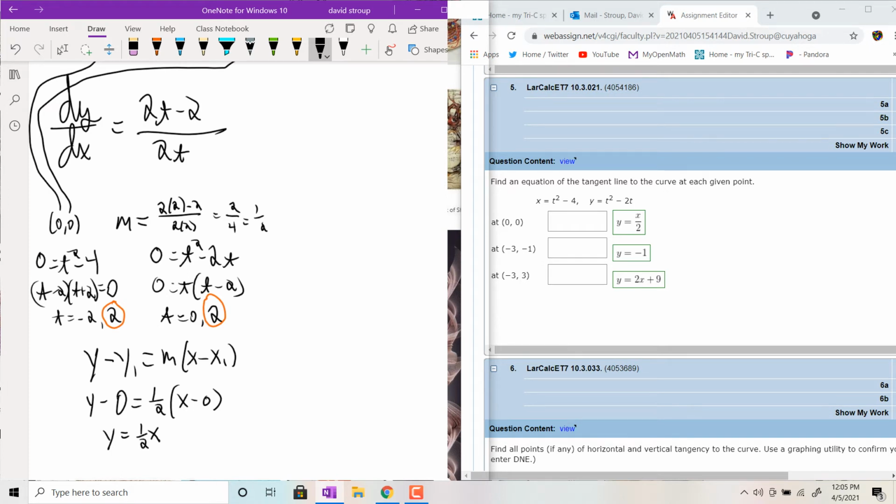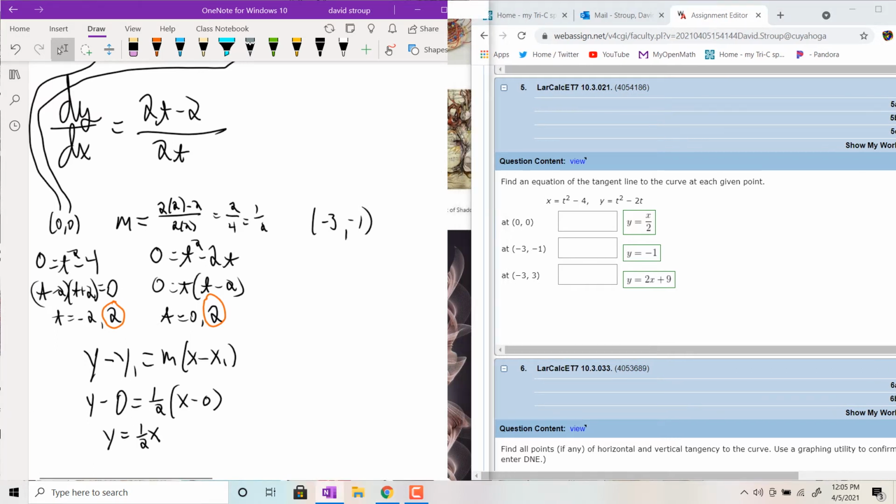Okay. Let's try another one then. So -3, -1. See if I can move my, it's not allowing me to move my thingamajigs. Go away.